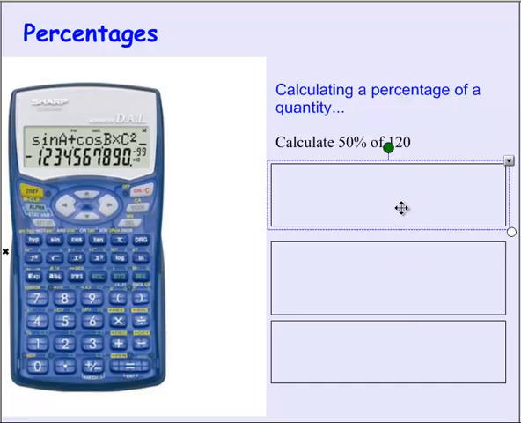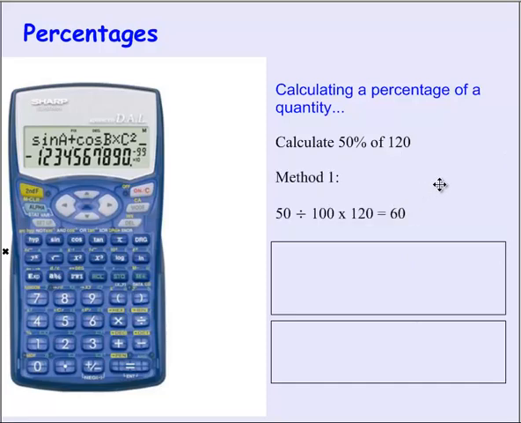So to start off with, method one, we've got the 50 over 100. Whenever we're dealing with percentages, we've got to remember to divide by 100. So we go 50 divided by 100 times 120, which is the quantity, and that gives us 60. That's the straight up way of working out 50% of 120, and that's the way a lot of us would be used to.